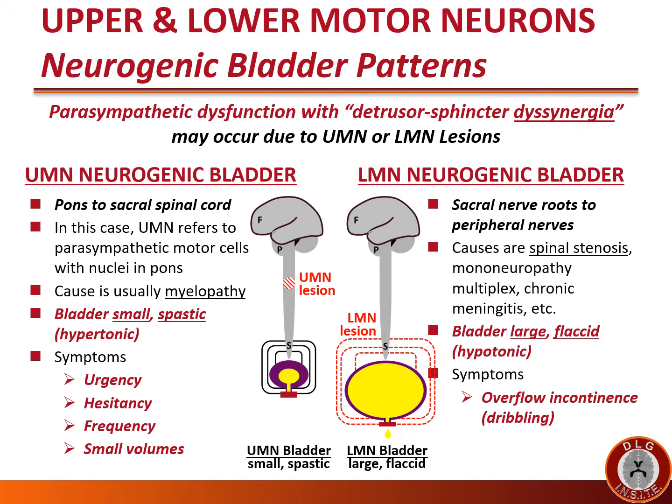In a lower motor neuron neurogenic bladder, the lesion is anywhere from the sacral nerve roots to the peripheral nerves, and the causes are spinal stenosis, mononeuropathy multiplex, chronic meningitis, and other pathologies that affect these sacral nerve roots. In lower motor neuron neurogenic bladder, the bladder is large and flaccid, hypotonic, and the symptoms are overflow incontinence or dribbling.